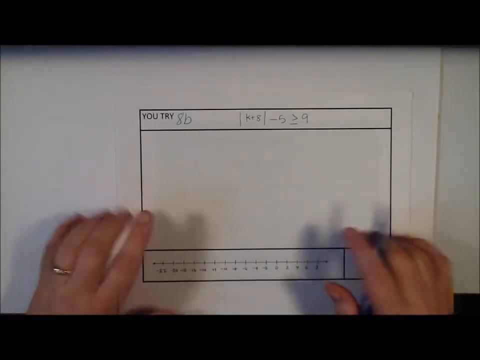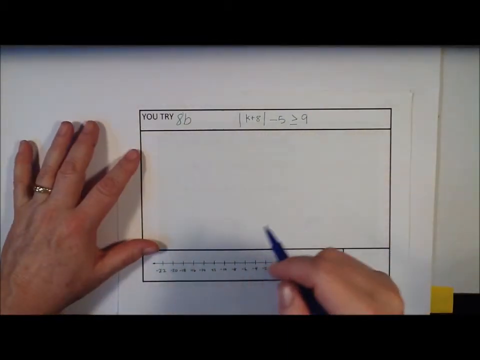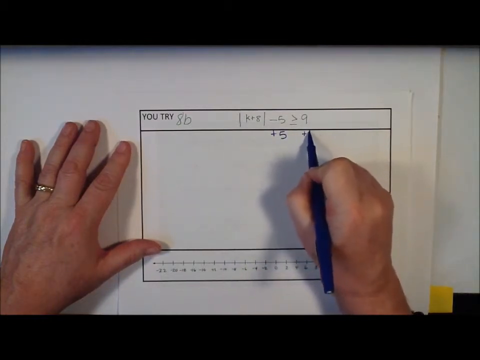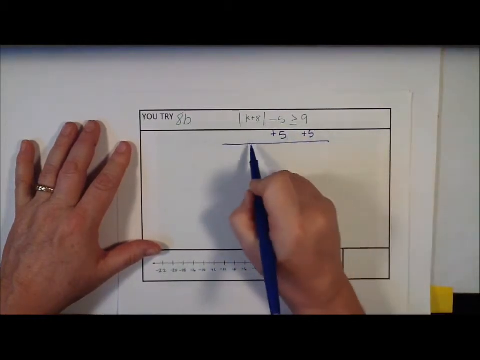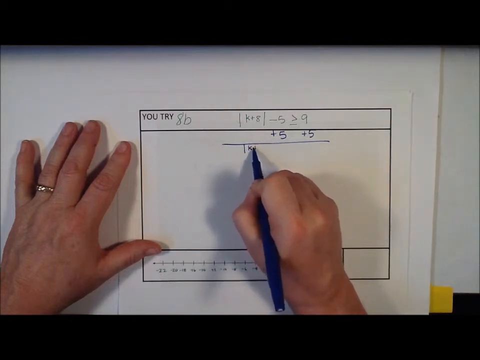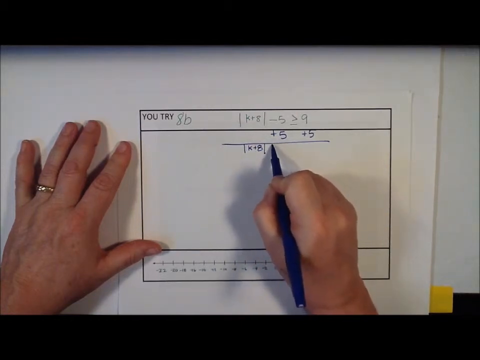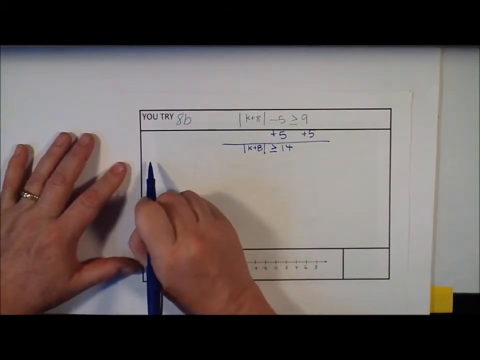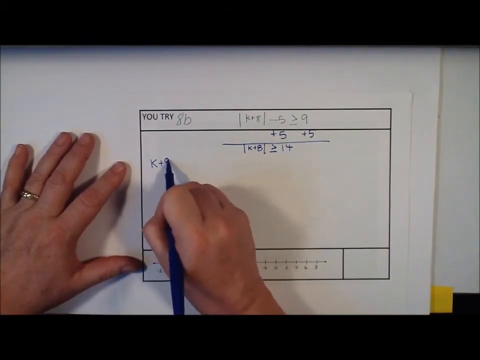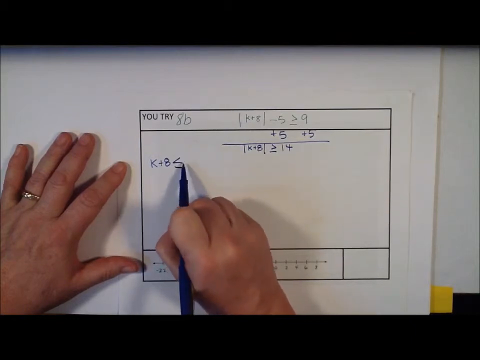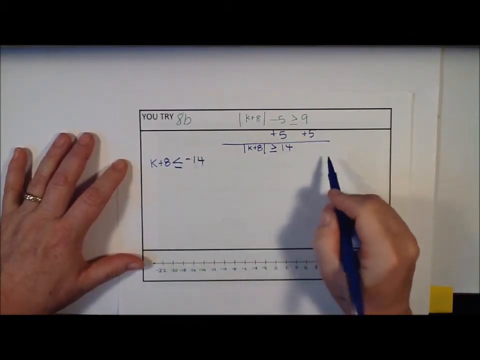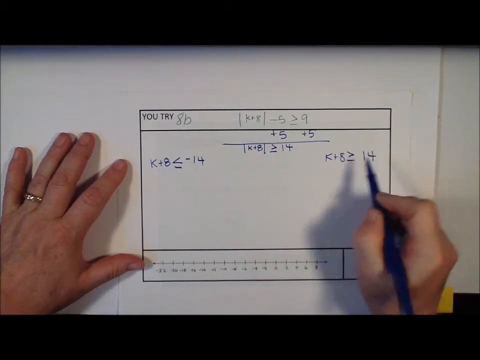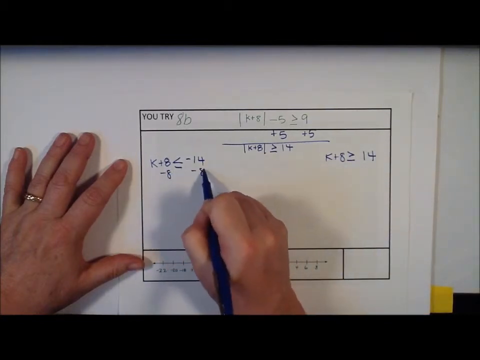Let's try a different one. This has that problem with the constant in it that we have to clear up. So again, I'm going to add the opposite to make that go away. And I start out with the absolute value of k plus 8 is greater than or equal to 14. Make your partner equation, k plus 8, flip, flip, -14. k plus 8 is copy 14. Solve it algebraically.